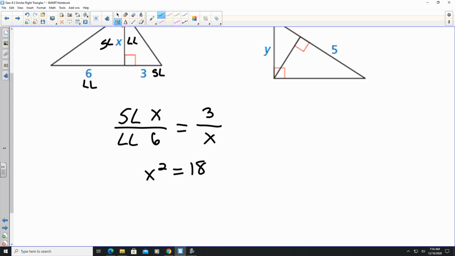Okay, so then to find X, you just take the square root of both sides. So then X is going to be equal to the square root of 18. I'm okay with approximations in this one. So this one's about 4.24.